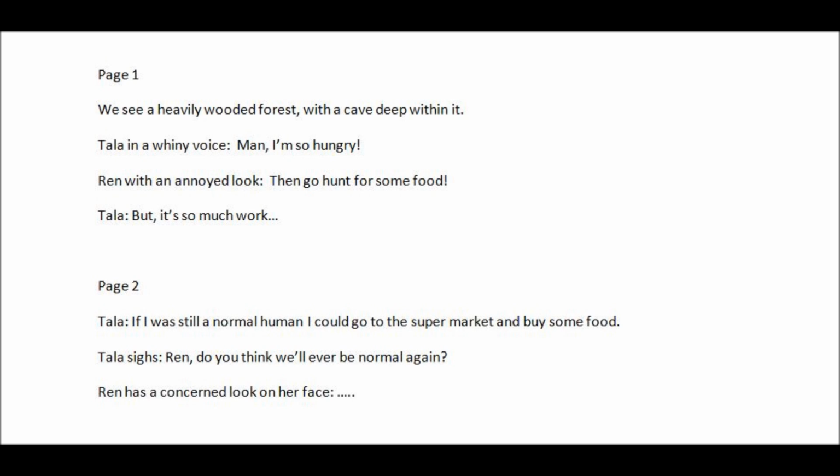Page 2, Tala: If I was still a normal human, I could just go to the supermarket and buy some food. Tala sighs. Ren: Do you think we'll ever be normal again? Ren has a concerned look on her face.